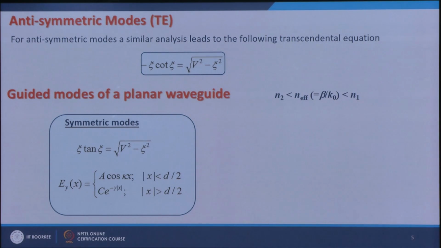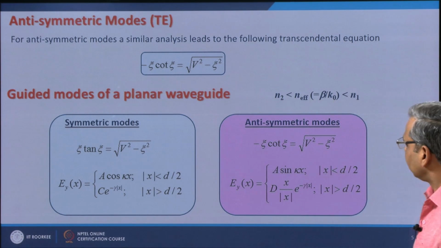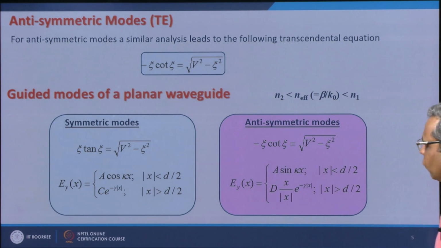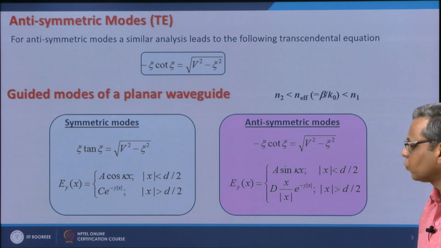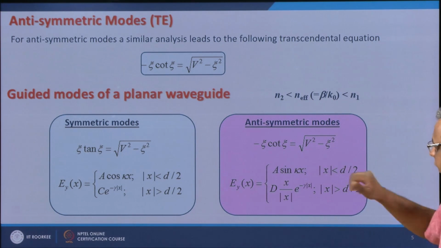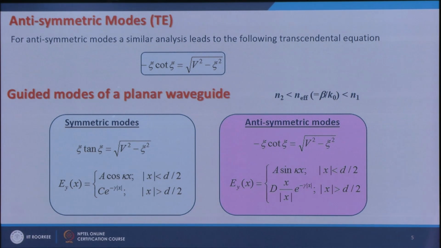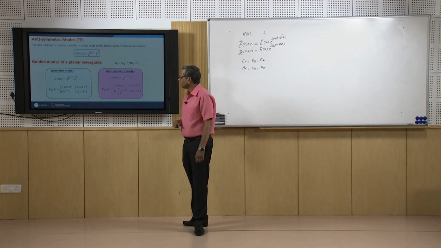So these are symmetric modes, and similarly the anti-symmetric modes satisfy the equation minus xi cot xi is equal to the square root of v square minus xi square. The modal field is given in terms of the sine function, sine kappa x, in the guiding film, and again an exponentially decaying function in the n2 region, or lower index surrounding.